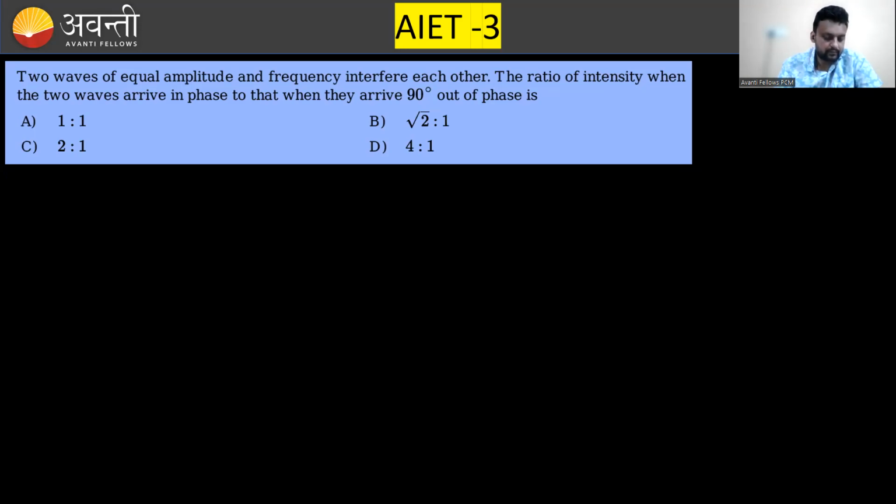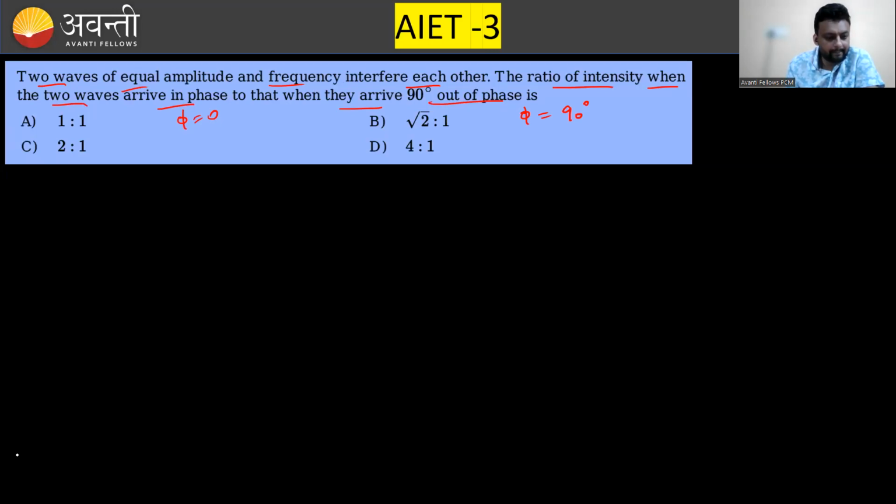Moving further for the next question. Two waves of equal amplitude and frequency interfere with each other. Find the ratio of intensity when the two waves arrive in phase, that means phi is equal to 0, and when they arrive 90 degrees out of phase, that means in the second case phi is 90 degrees. Two situations are here. Two waves are coming, their amplitude is the same, and the first time their phase difference is 0, they are in the same phase, and another time they have a phase difference of 90 degrees. We want to calculate the ratio of the intensities. Okay, very simple.